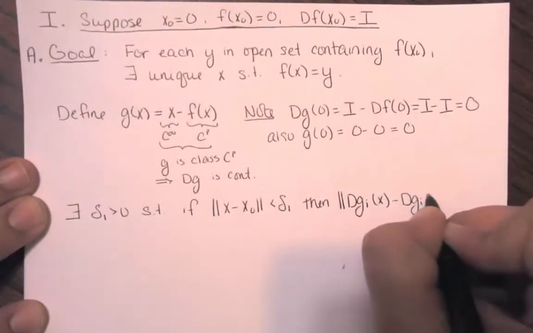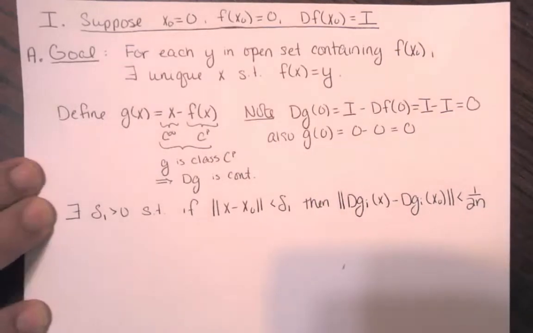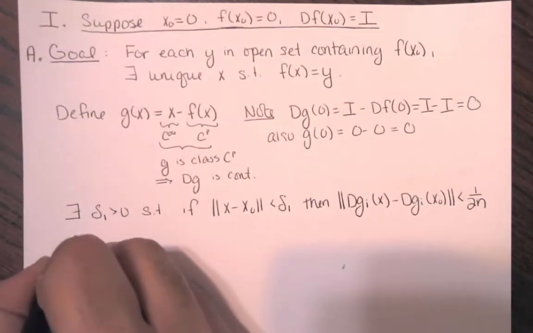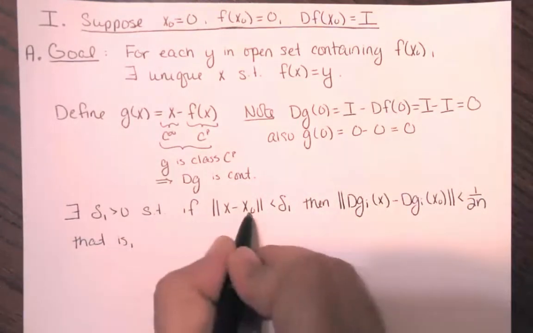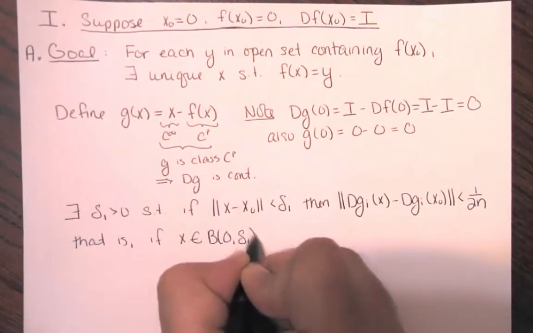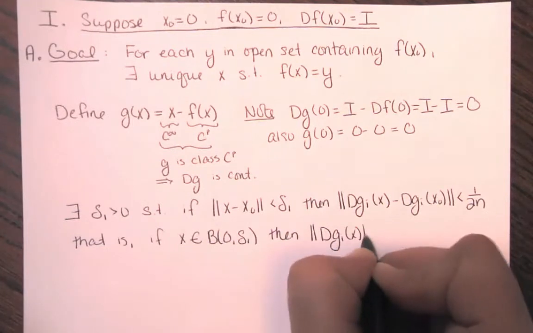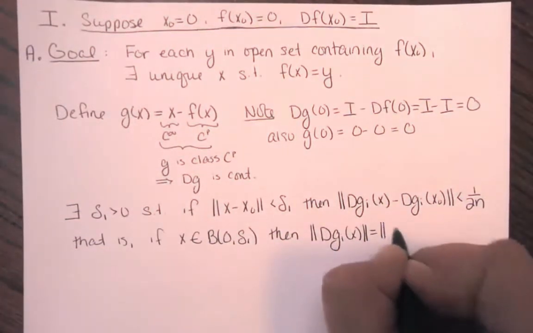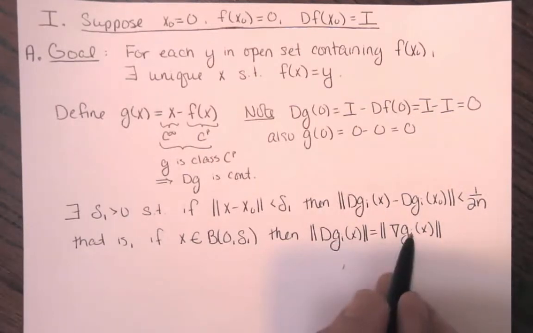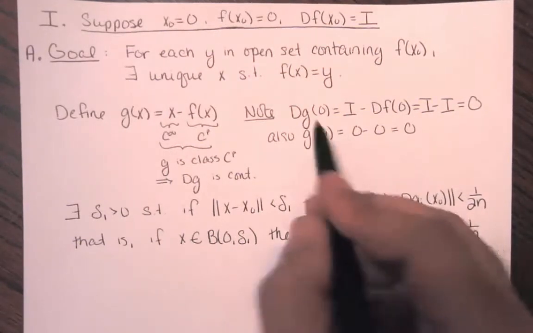Minus the derivative of the ith entry of g at x naught is less than, well, whatever I like, so long as it's positive. I like 1 over 2n. So I can find a delta 1 that can guarantee this result. That is, since x naught is 0, if x is in the open ball centered at 0 of radius delta 1, then the derivative of gi of x, which by the way is just equal to the gradient of g of the ith entry, because the derivative is the transpose of this, but the transpose doesn't affect the norm, is less than 1 over 2n. That's because this term is 0 from this condition.